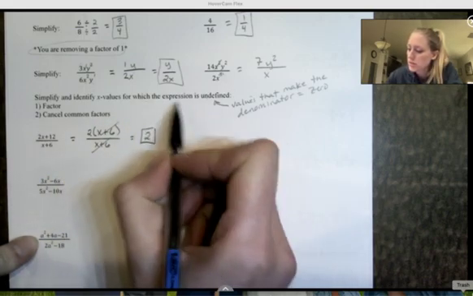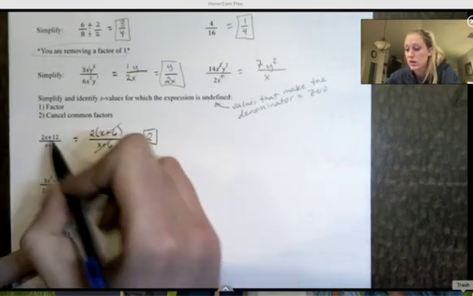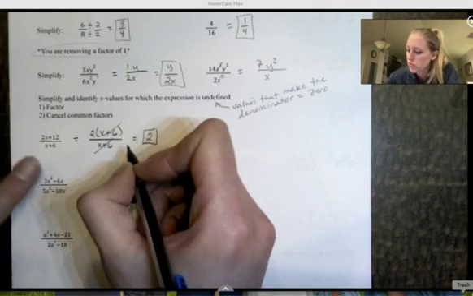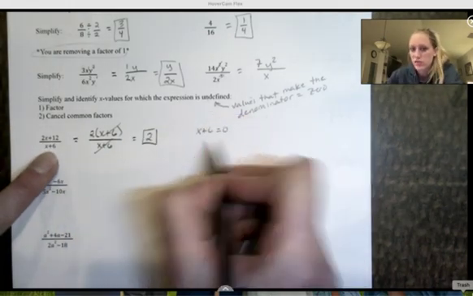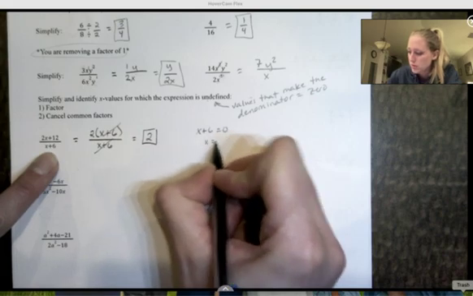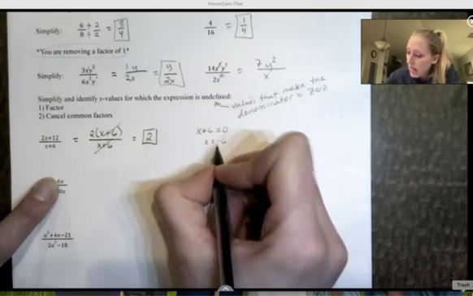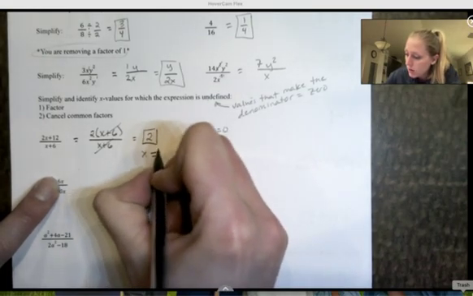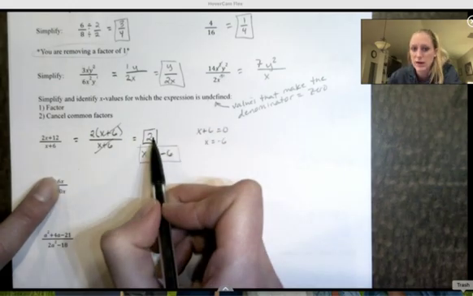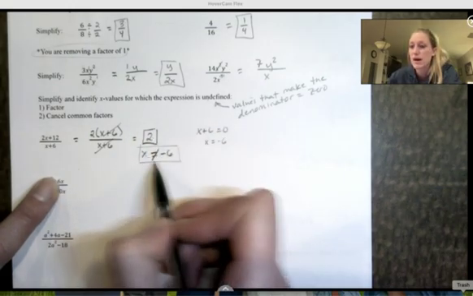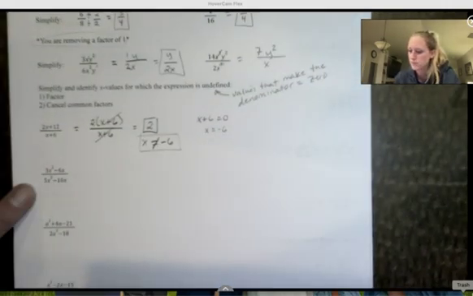But we're also going to state which values x could not be for this expression to be undefined. So this is where I set the denominator equal to 0 and I solve. So in this one, x would equal -6. So this is what x cannot be. So we're going to state x cannot equal -6. So this is kind of the other part of that answer. So here's how it simplifies. This is what values x can never be. Otherwise, this whole expression is undefined.